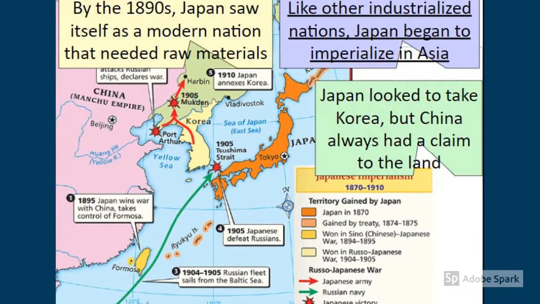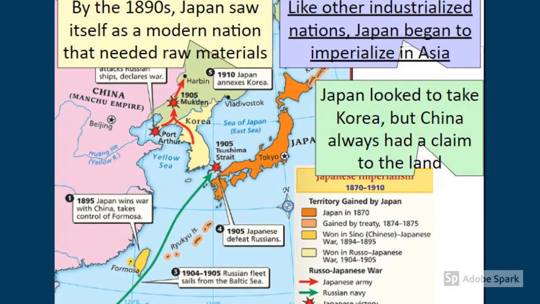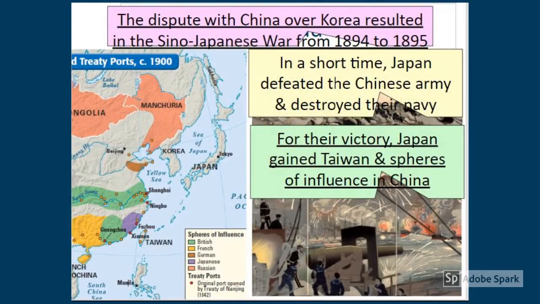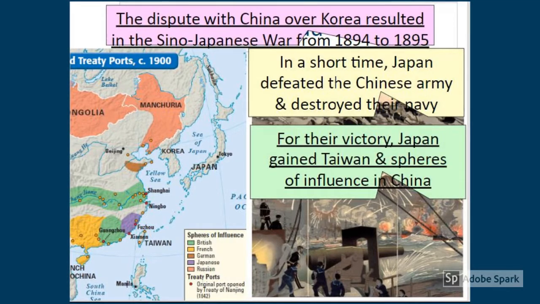Originally, Japan wanted to take over Korea, but China had always had a claim to this land. So, the Japanese challenged China for Korea, which results in the Sino-Japanese War. Japan is so industrialized by this point that they totally destroy the Chinese army and navy.